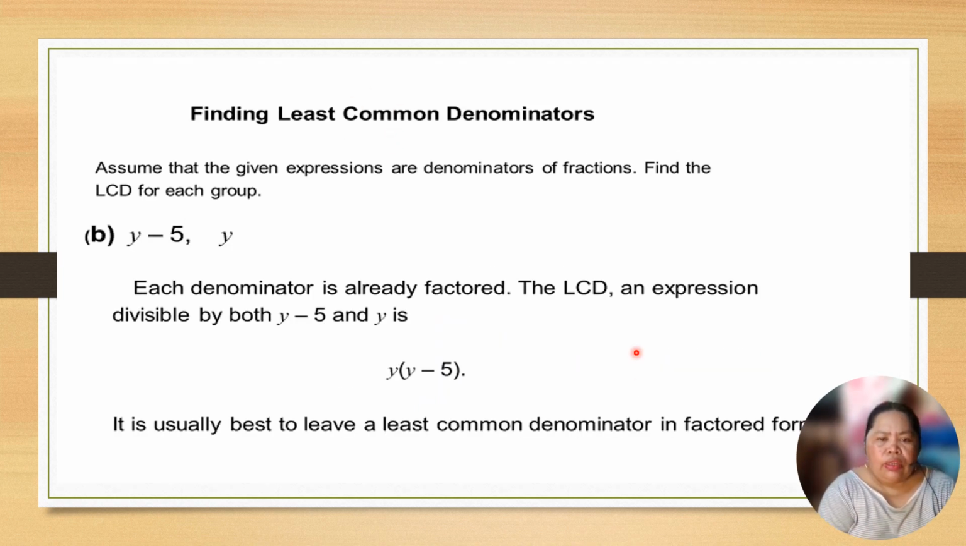All right, so we have now here. Assume that the given expressions are denominators of fractions. Find the LCD of each group. So we have y minus 5 and y.